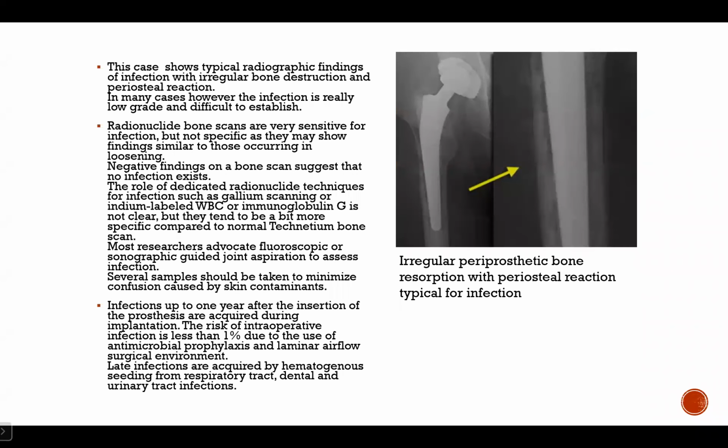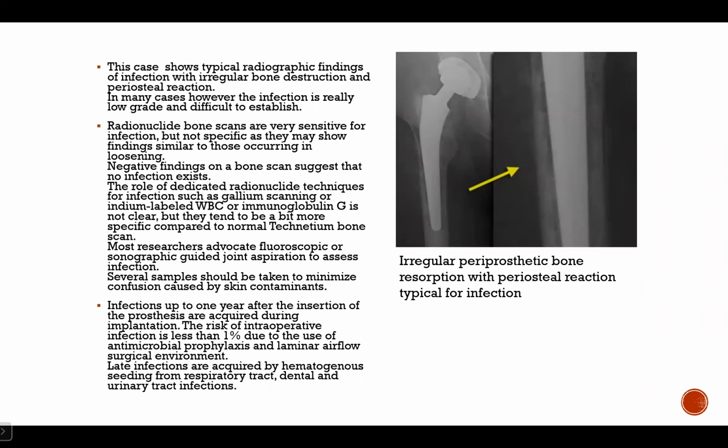This case showed the typical radiographic finding of infection with irregular bone destruction and periosteal reaction. In many cases, however, the infection is really low-grade and difficult to establish. Radionuclide bone scans are very sensitive to infection but not specific, as they may show findings similar to those occurring in loosening. A negative finding on bone scan suggests that no infection exists.